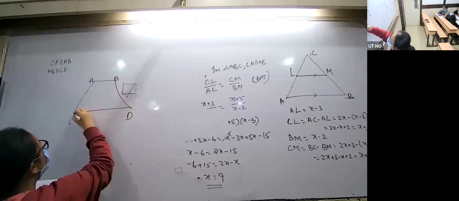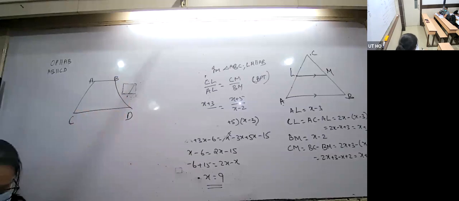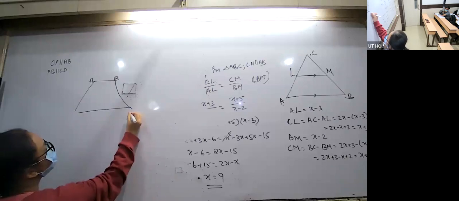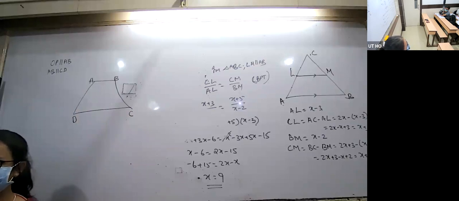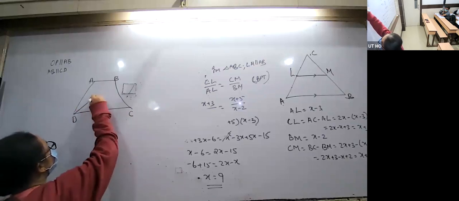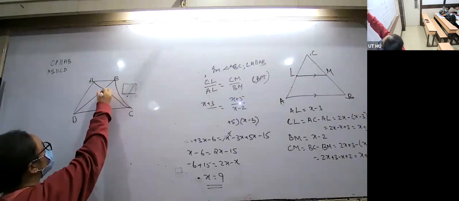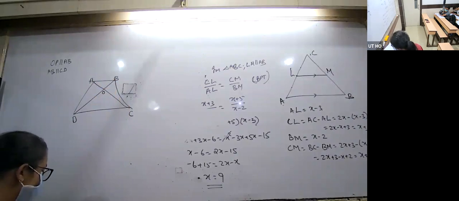What is the name of the quadrilateral? Read the name of the quadrilateral. Hello, all of you be quiet. What is the type of quadrilateral? Now, is it ABCD written? So, what is given? AO upon BO.